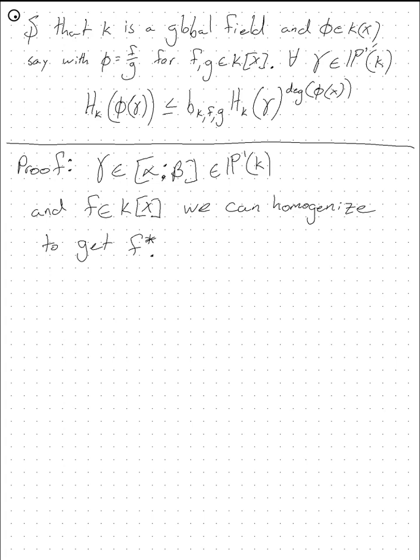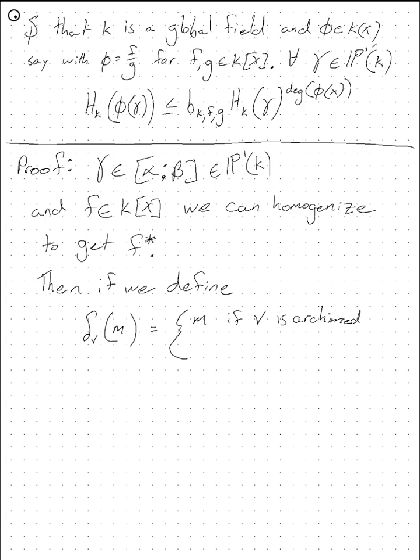And then I'm going to use the same notation as Silverman to define delta sub nu of m, which is equal to m if nu is Archimedean, and 1 if nu is non-Archimedean.